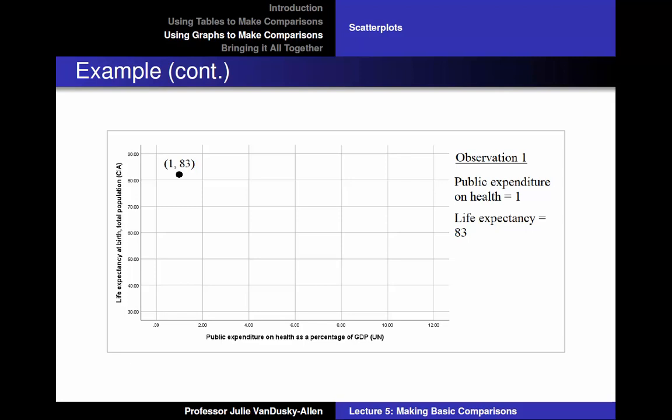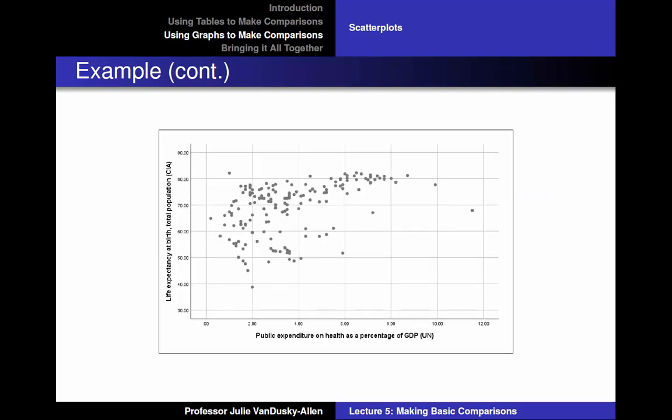Here is an example for observation 1. Public expenditure on health was 1 and life expectancy was 83. So I place a point on the graph where public expenditure on health was 1 and life expectancy was 83. Then I continued this process for the rest of the observations, and this is the result.